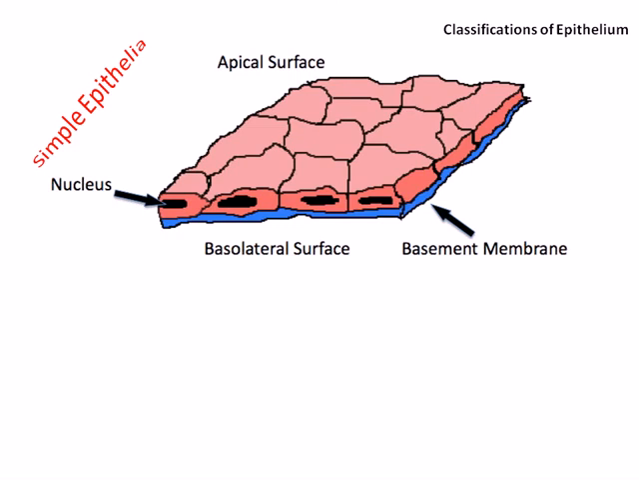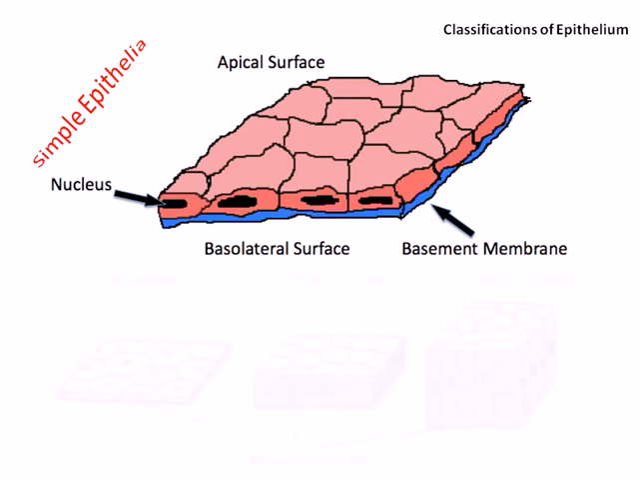Epithelial tissue is classified by the arrangement and shape of its cells. Simple epithelial consists of a single layer of cells. Therefore, in simple epithelial, every cell is in contact with the basement membrane.